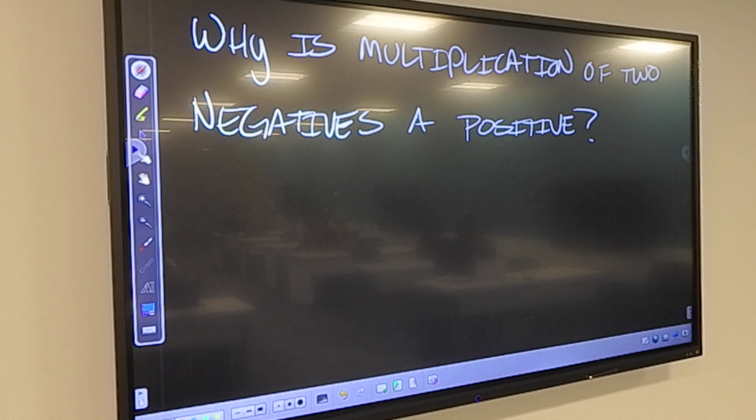This is really easy to show, surprisingly easy. I just make a couple of factual statements, and then at the bottom it shows that two negatives must be a positive. Does anybody know why this has to be?